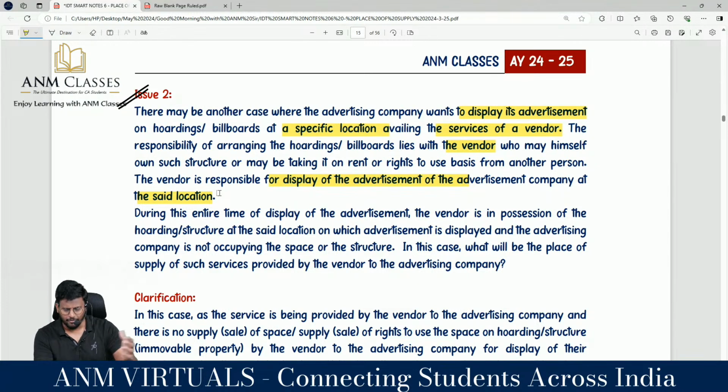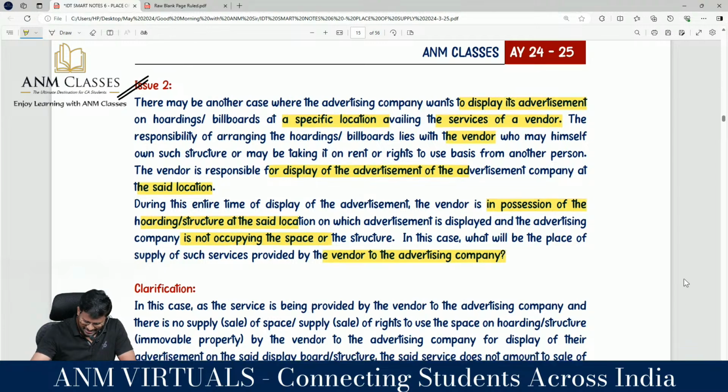During this entire time of display of advertisement, the vendor is in possession of the space at the said location on which the ad is displayed, and the advertising company is not occupying the space or structure. In this case, what will be the place of supply of such service provided by the vendor to the advertising company? For example, I am owning 25 sites in Chennai, top 25 sites in Chennai. What I am doing now, I am renting that out to the advertising company. That advertising company is giving that to its clients. Like this, multiple chains of transactions are also happening nowadays.